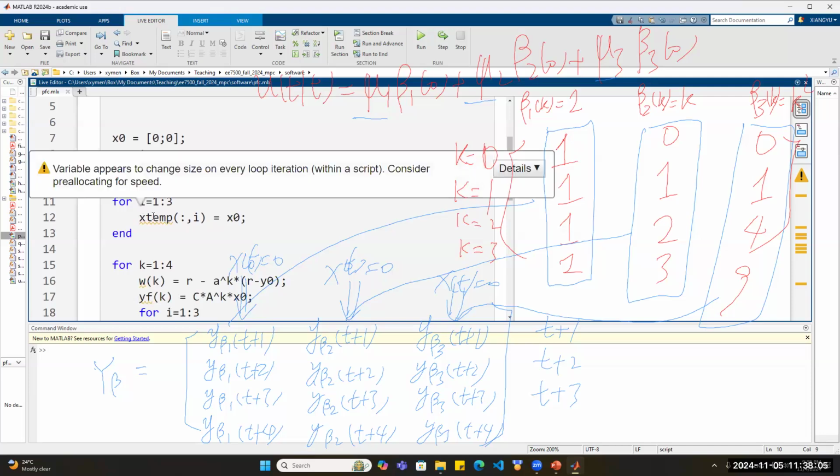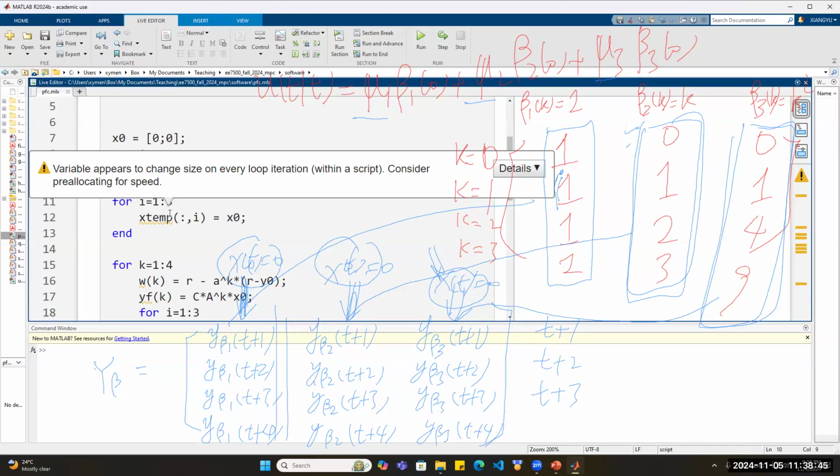Here we define the x tem. For each control sequence, we need to independently calculate the output. For example, for the first column, the next output will depend on the previous output, but it's independent of the control input in the second column. This is something you have to pay attention to. We need to calculate each column independently.